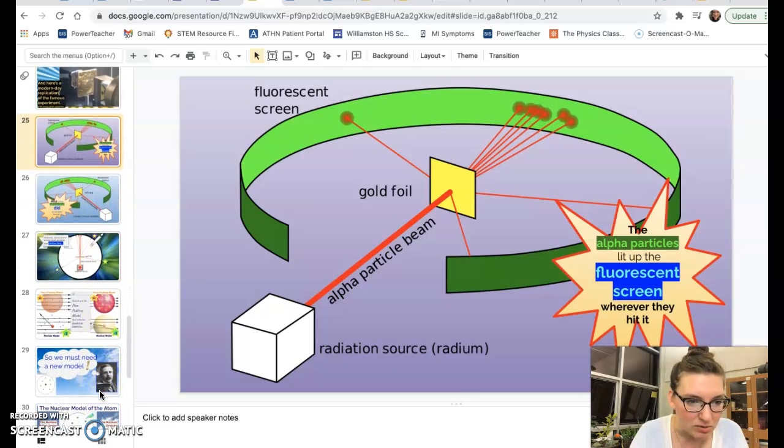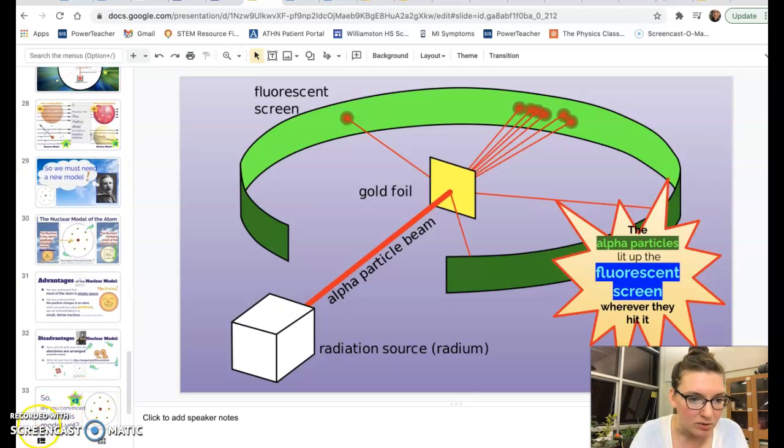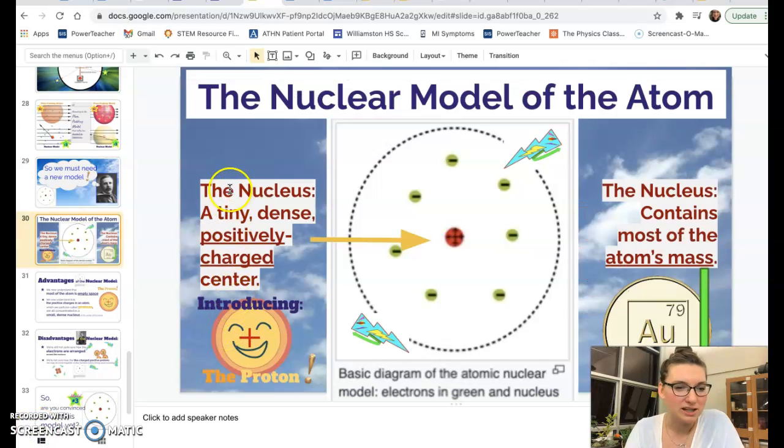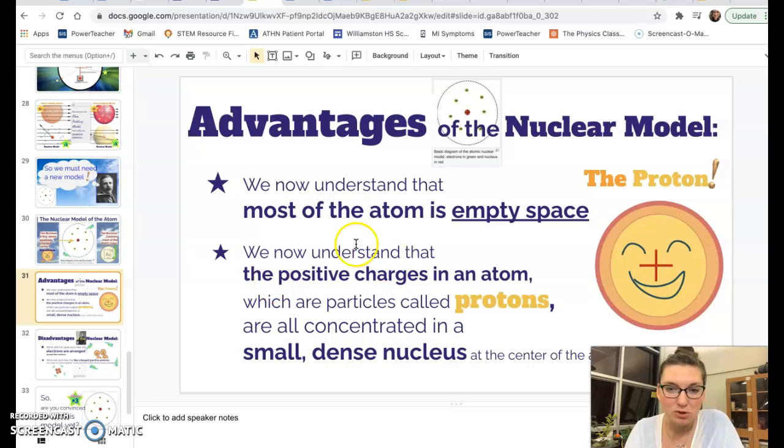I've got to finish up here pretty quick. Hold on a second. I only have 40 seconds left, but basically the advantages here are that most of the atom is empty space. That explains that. We learned about protons. We learned about the small dense nucleus.